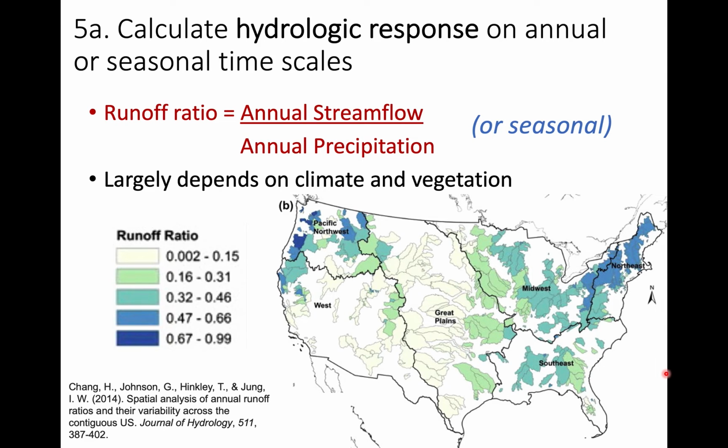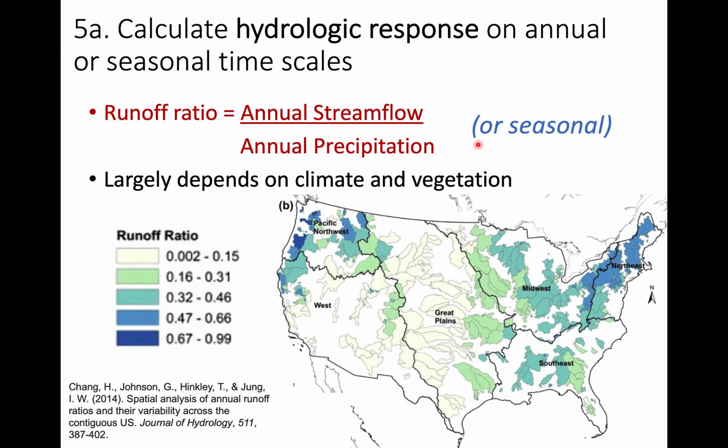So flow duration curves are a great way of starting to think about the range of variability. If you just want to say, overall, how much flow do we have in a watershed relative to the precipitation in the watershed, we can calculate a runoff ratio. So the runoff ratio is the annual stream flow. So add up all the stream flow over the course of the year, keeping track of your units, and divide it by your annual precipitation.